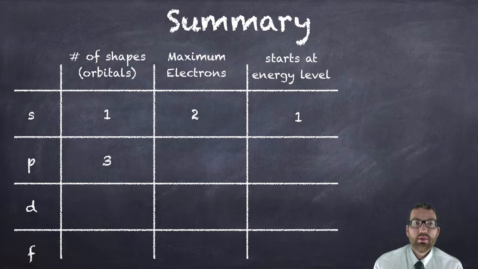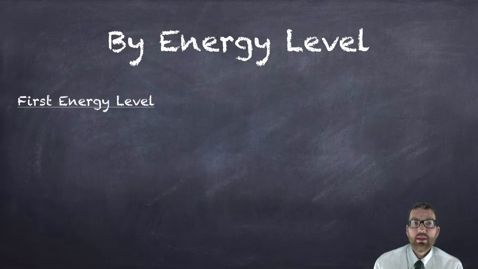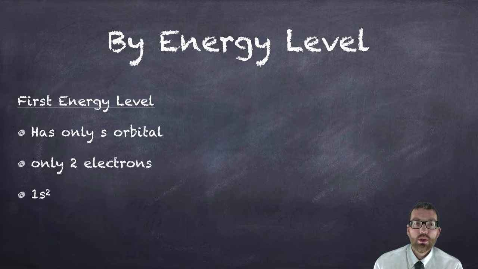In the P sublevel, there are 3 shapes that fit 2 electrons per orbital, so a total of 6, and those start at energy level 2. The D orbital has 5 shapes, which can fit 10 electrons, and they start at energy level 3. And the F sublevel has 7 orbitals, which can fit a maximum of 14 electrons, and they start at energy level 4. So by energy level, in the first energy level, there's only an S orbital that has 2 electrons.